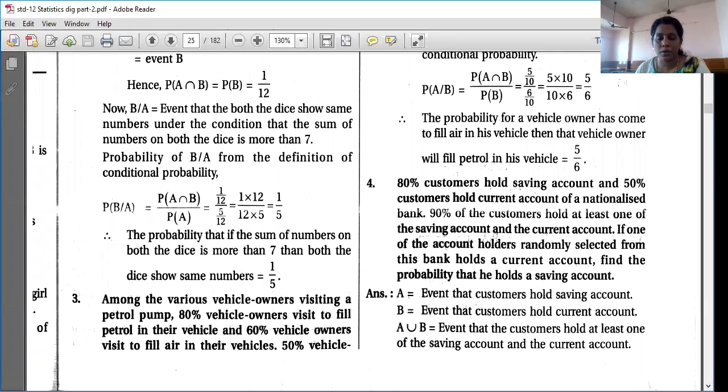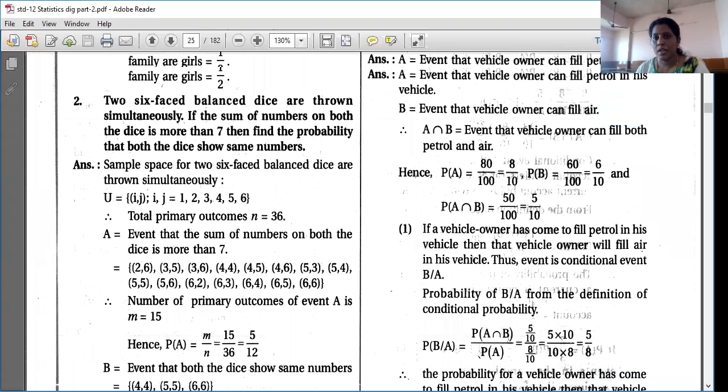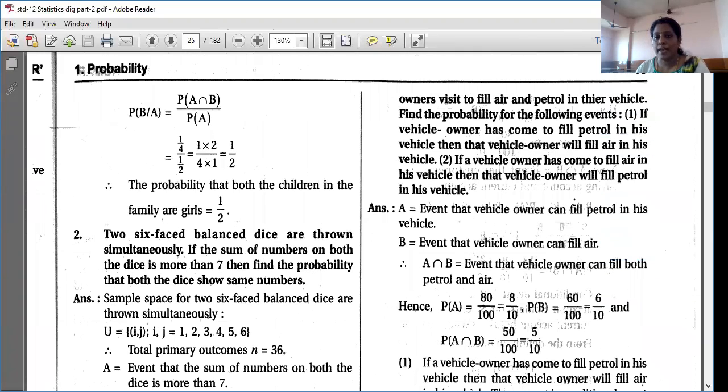80% visit to fill petrol, 60% visit to fill air, and 50% visit to fill air and petrol both. Now find the probability for the following events. First, if a vehicle owner has come to fill petrol in his vehicle, then that vehicle owner will fill air in his vehicle. Second, if a vehicle owner has come to fill air in his vehicle, then that vehicle owner will fill petrol in his vehicle.